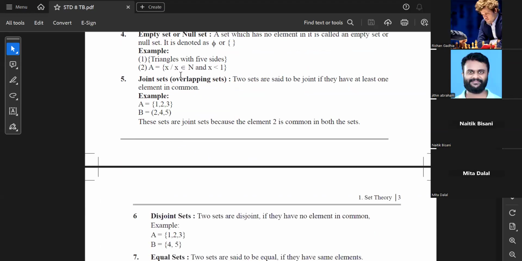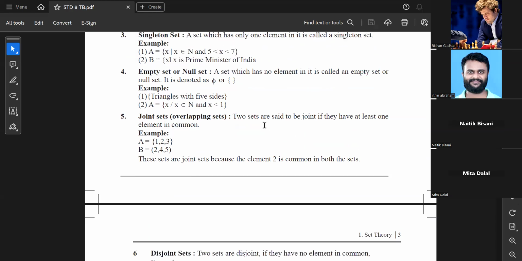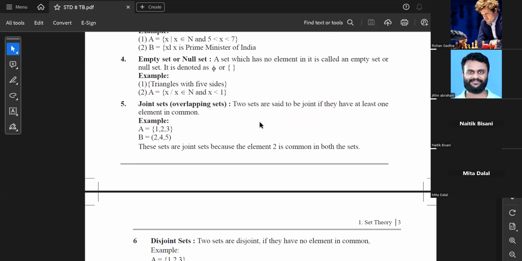Yes Rishan, tell me. So what is the exact use of a null set? We'll come to know, we are going to do examples. Okay, sir.